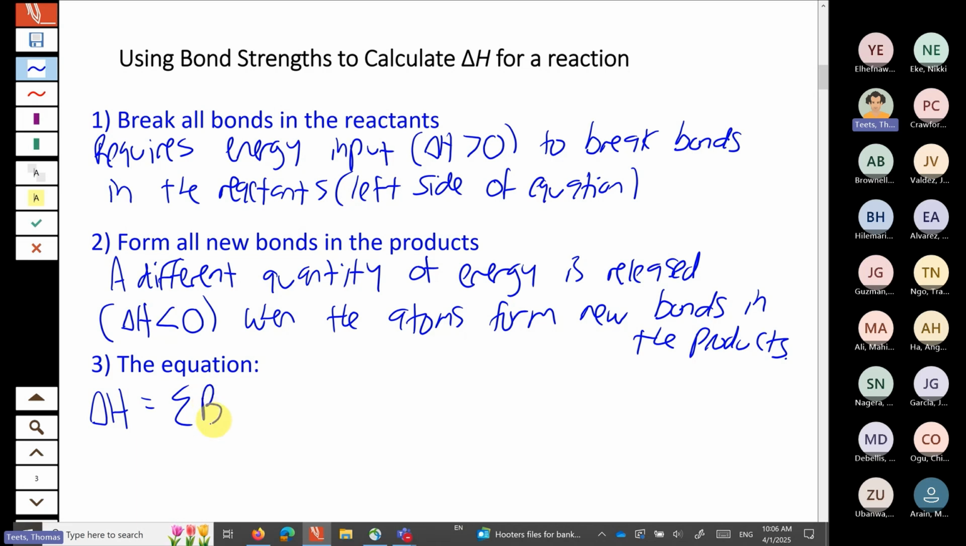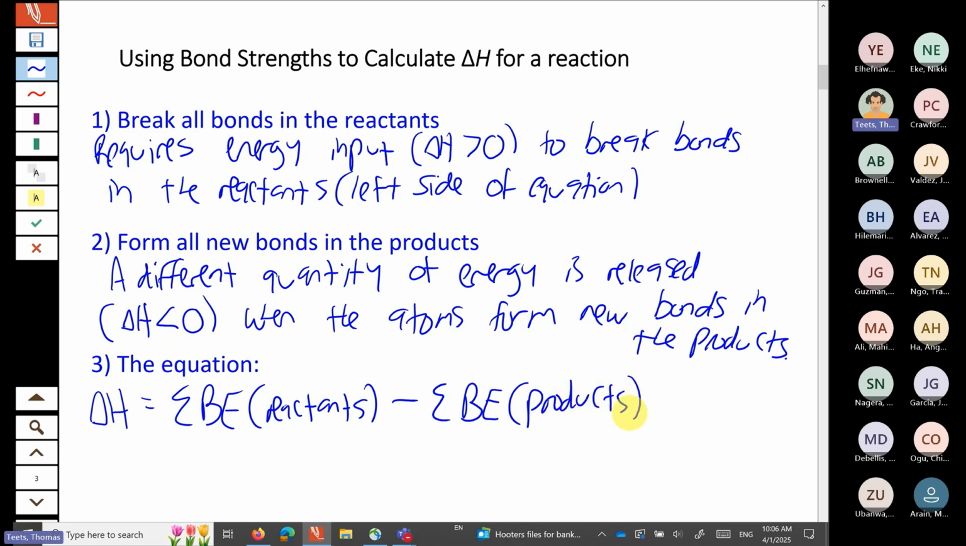So we're going to take the sum of the bond energies, BE, as it's going to be abbreviated, of all the reactants, and we're going to subtract the bond energy on the product side. And the reason it's reactants minus products is because bond energy is defined as the amount of energy needed to break a bond, which is always a positive number. So again, we're going to break the bonds on the reactant side. We're going to form bonds on the product side. And that's why in this case, it's reactants minus products.